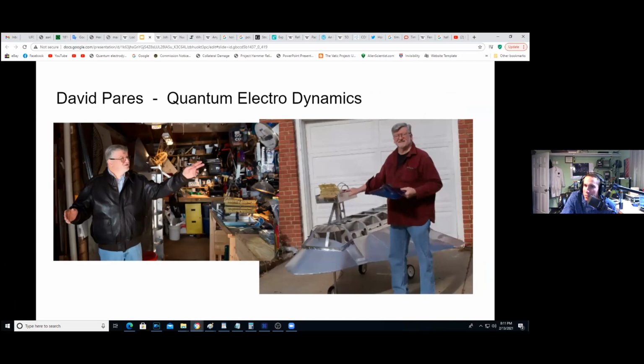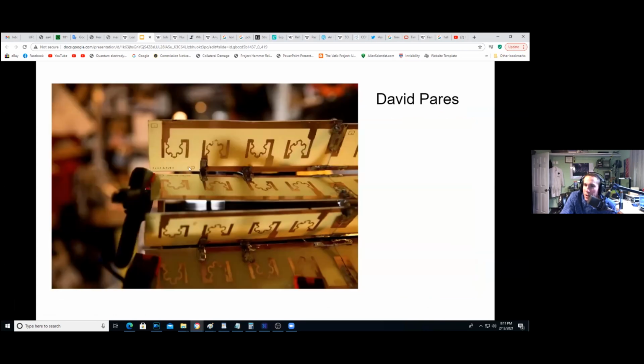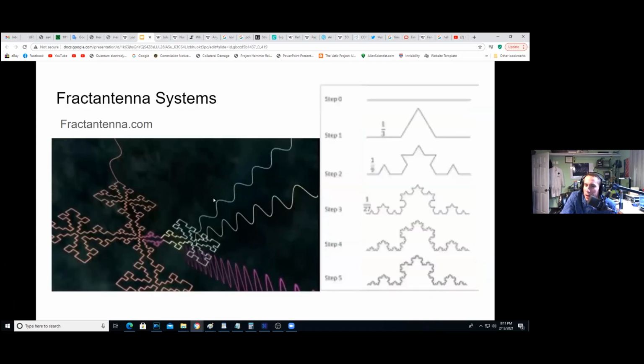I wanted to talk about, I mentioned David Perez in this. He's building a spacecraft with this technology he's testing, and if you zoom in really close on his circuit boards, these are like Koch snowflakes. And there's a guy named Nathan Cohen, I believe, who runs Fractal Antenna Systems, where he takes these Koch snowflake patterns and does numerous iterations on them, and finds that when he builds antennas based on fractal patterns, they tune in, they become metamaterials basically, and they become super resonant.